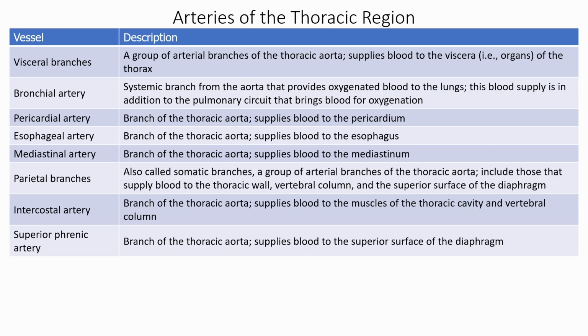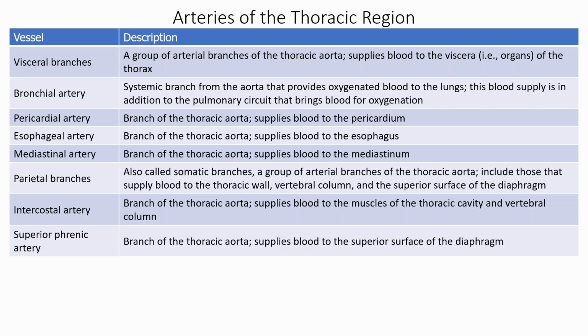And so if we look at the other branches, we have the visceral branches. These are going to serve the viscera, the organs that we find in the thoracic cavity. The bronchial will serve the lungs. The pericardial will serve the pericardium. The esophageal will serve the esophagus. The mediastinal will serve the mediastinum.